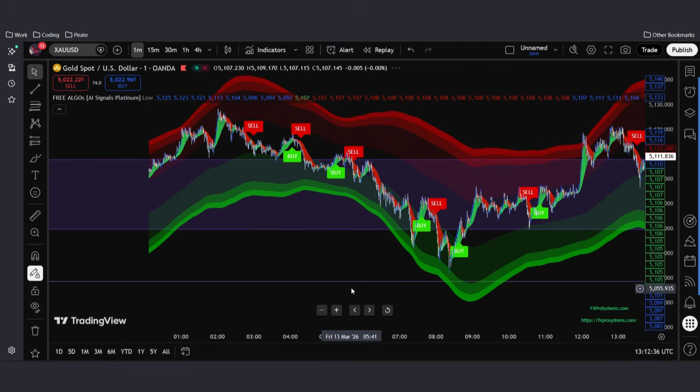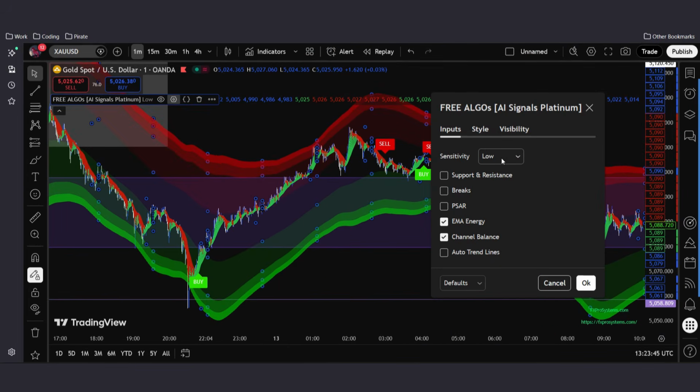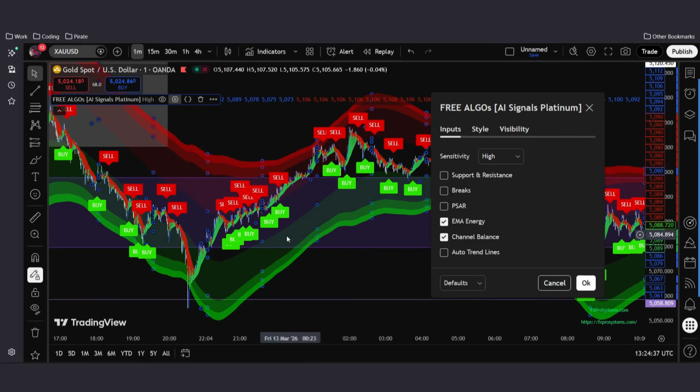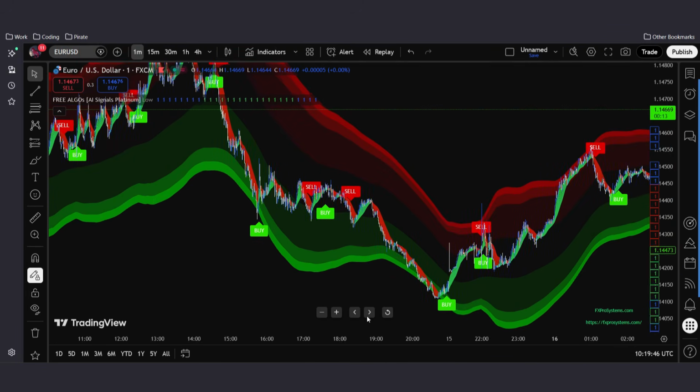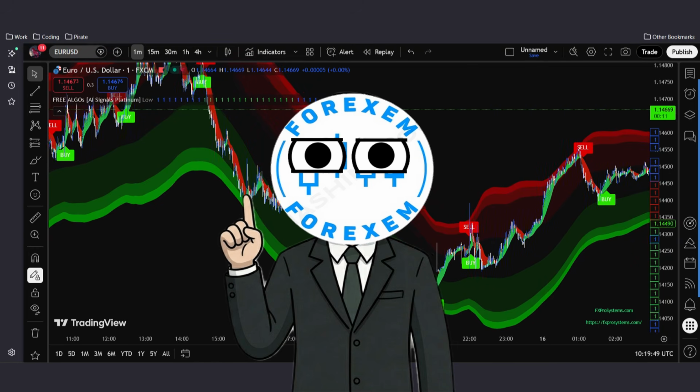The core signal generator is a super trend with adjustable sensitivity. Low sensitivity uses a factor of 5, medium is 2.5, high is 2. Lower factor equals more signals, equals more commissions for your broker, equals faster path to selling plasma for trading capital. Alright, let's look at the actual entry logic. This is where the magic happens, or the tragedy. Depends on your risk management.